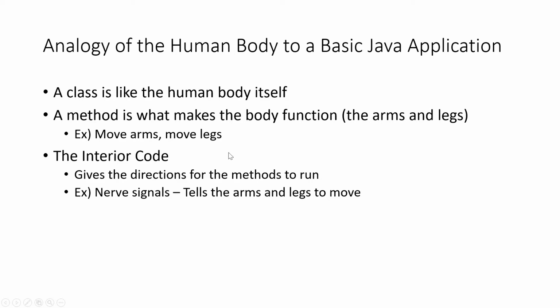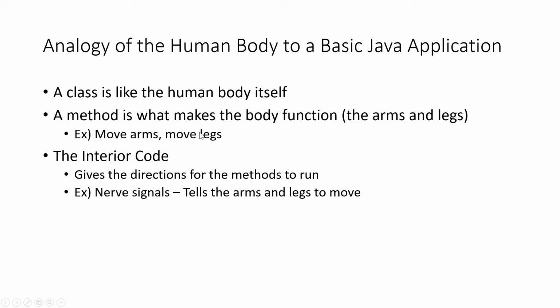So I'm going to be comparing the basic Java application to a human body. A class is like a human body itself. A class contains pretty much almost every code in a Java application. The human body contains all the organs and the nerve impulses needed to survive and live. And a method is what makes a body function. Let's say the method is kind of like the organs and arms and legs of the whole body. It is responsible for executing the function of moving arms and moving legs.